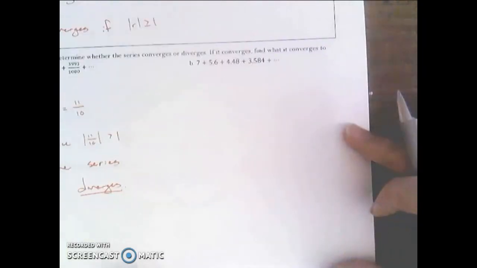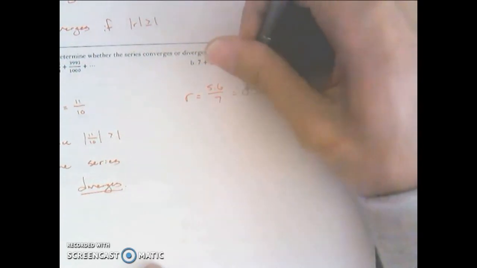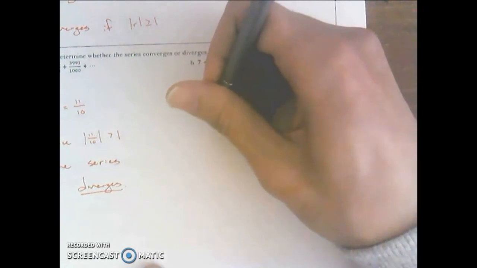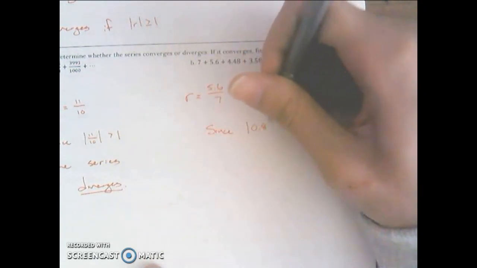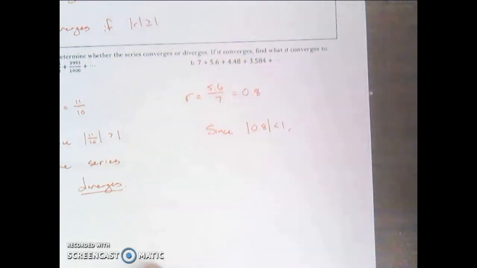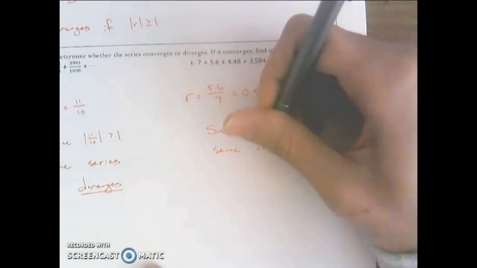Let's take a look at letter B. Again, we need to talk about r, the ratio of consecutive terms. We have 5.6 over 7. I'm choosing the first two. If we evaluate that, we get 0.8. That's less than 1. So since the absolute value of 0.8 is less than 1, the series converges.